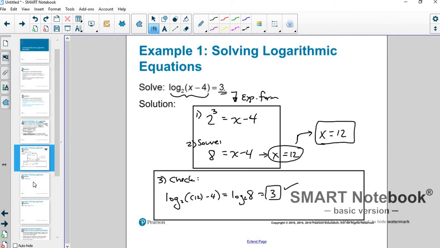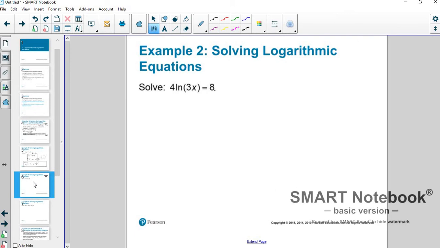So, how do we handle problem number 2? Example 2 here, I'm going to get you started and I want you to finish it out. This is not in the right format because we have this 4 over here. So what we need to do is divide both sides by 4 so that we just have natural log of 3x equals 2. 8 divided by 4 is 2. Then you want to think of this not as natural log, but as log base e, so that we don't forget the process of translating from logarithmic to exponential.